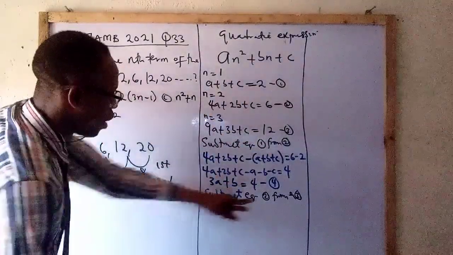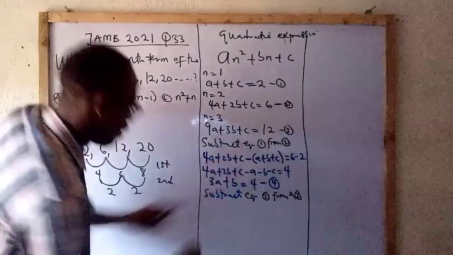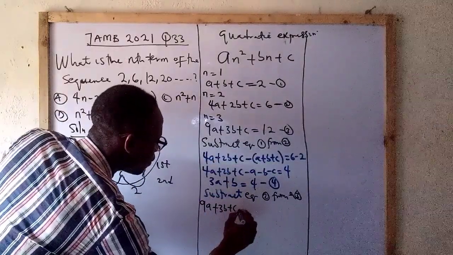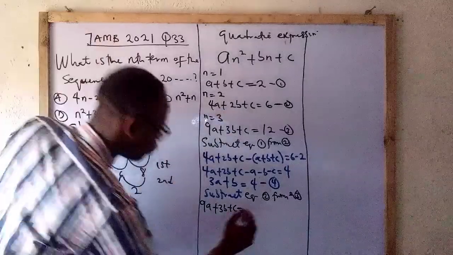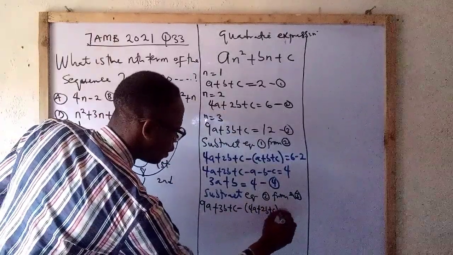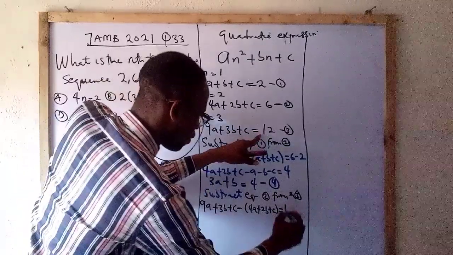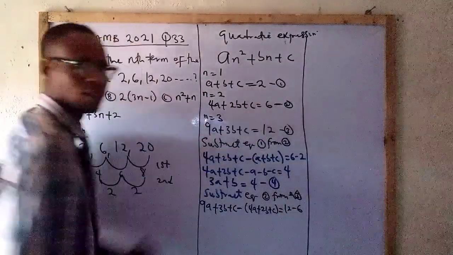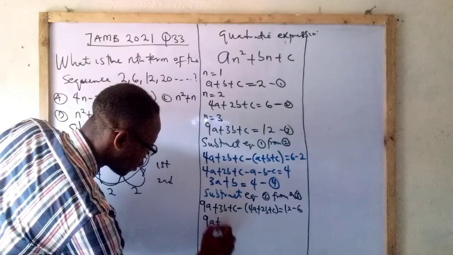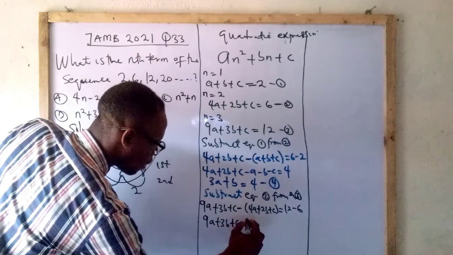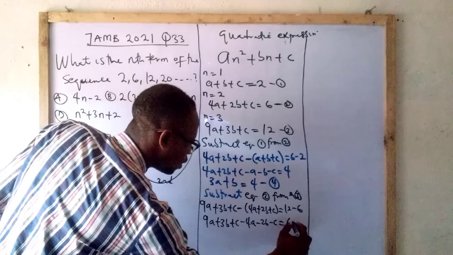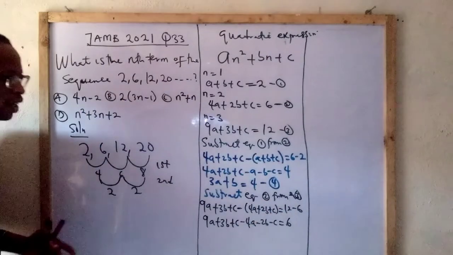I'll reduce this. So equation 3 says 9a plus 3b plus c, minus equation 2, which is 4a plus 2b plus c, is equal to 12 minus 6. Right? So we end up having 9a plus 3b plus c minus 4a minus 2b minus c is equal to what? 6. We are still on that equation, okay?